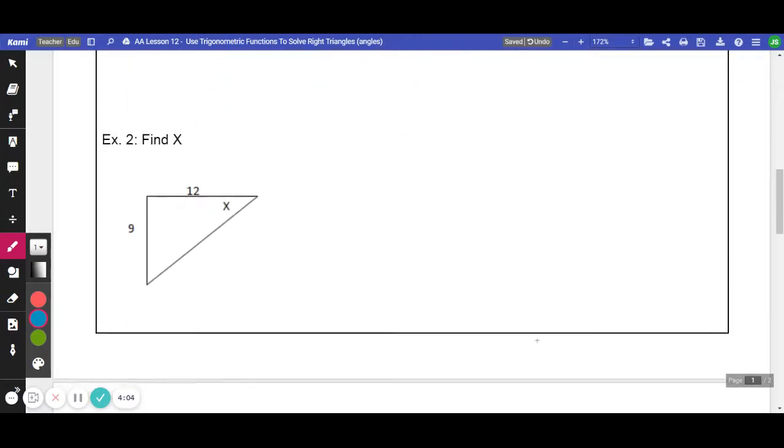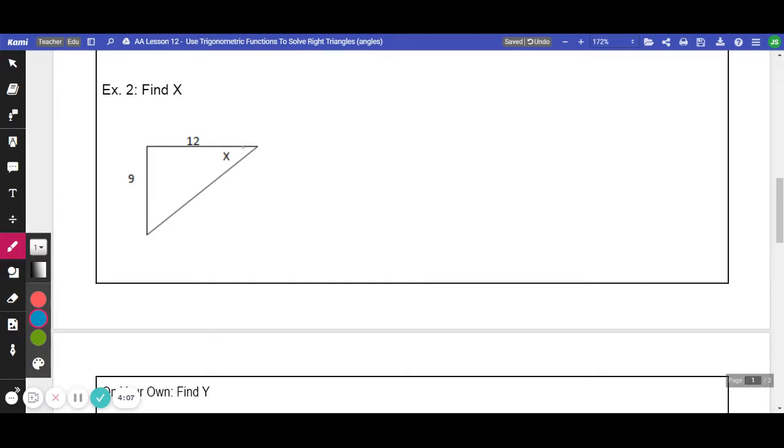So really similar to the other one. Find angle X. So here's our X. Label our sides. 12 is adjacent and 9 is opposite. So we need to identify the function and set up an equation. The function that uses opposite and adjacent is tangent. So tangent of X is equal to, I'm going to leave a space and then write my fraction. Opposite is 9 over adjacent is 12.